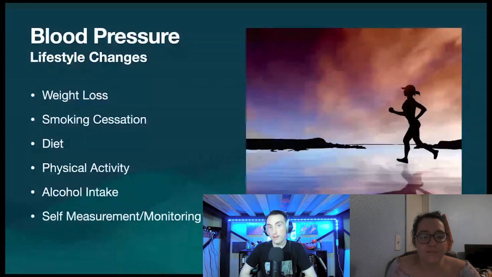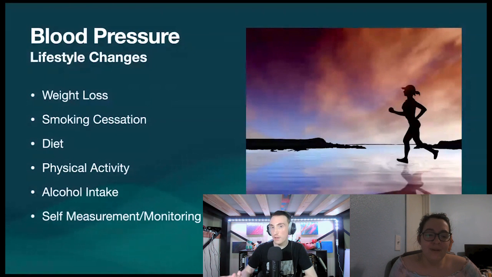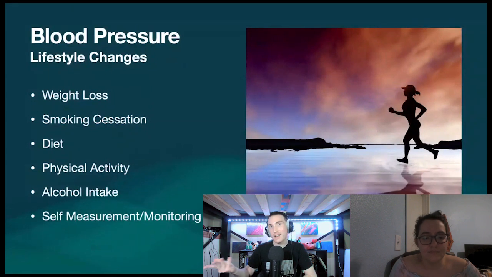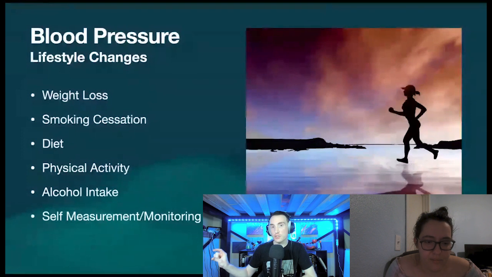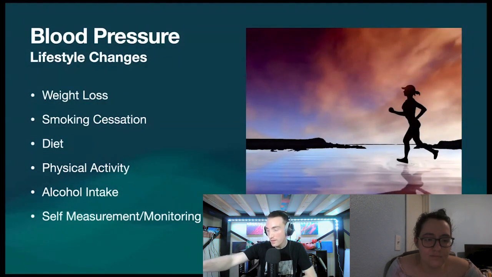One thing that I was always told is that it's good if you take it pretty much right away in the morning when you get up and then before bedtime. Take that maybe for a week or so and then see what the average is. That should give you your approximate blood pressure.